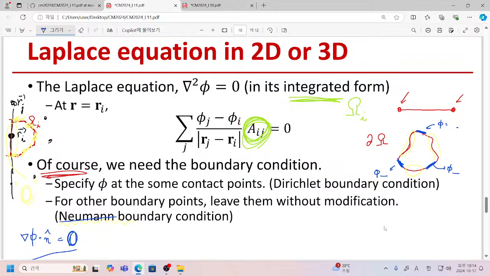Then how can you apply this phi value? Let's come back to our contact points, the Dirichlet boundary conditions. In that case, this boundary condition has priority over our previous Laplace equation. So for contact points, please do not apply this Laplace equation. Instead of that, you must specify the boundary condition. So then you will get the solution.